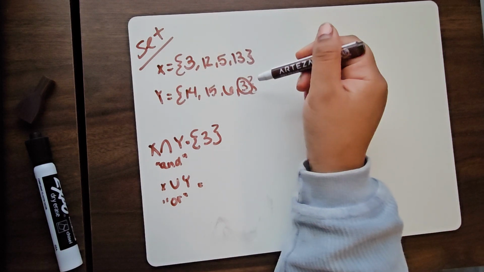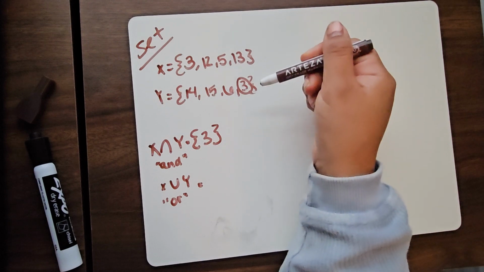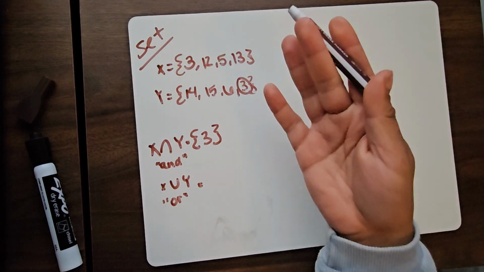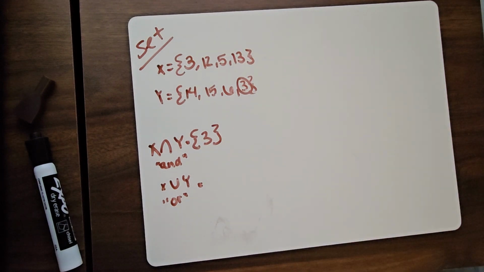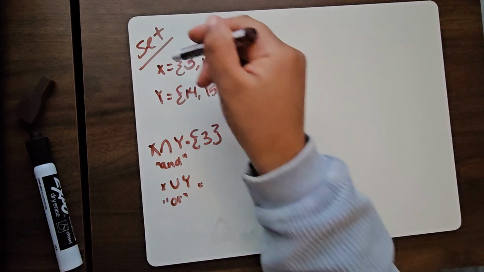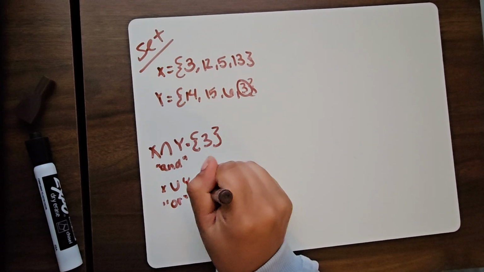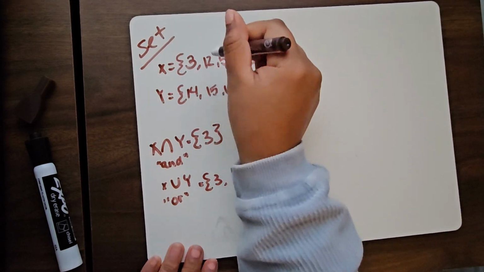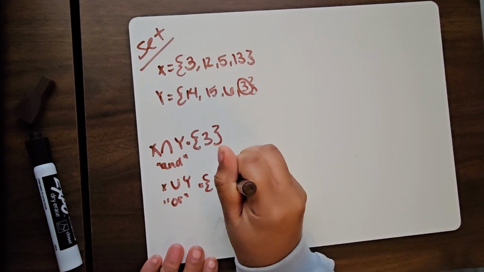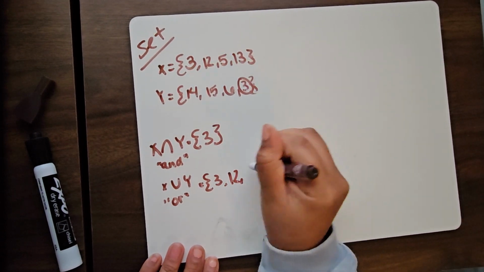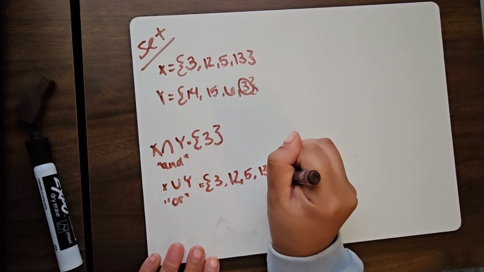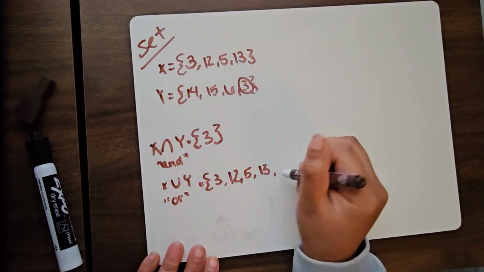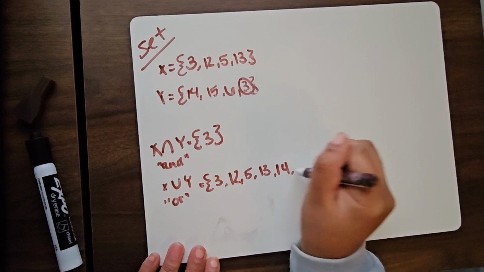This is the number 3. It's not a test score, not the number of apples someone has, because in that sense, you can have this number more than once. But since this is just an object, we will only be able to have this number one time. We can see that the number 3 is in set X or in set Y. The number 12 is in set X or set Y. The number 5 is in set X or set Y. The number 13 is in set X or set Y. The number 14 is in set X or Y.